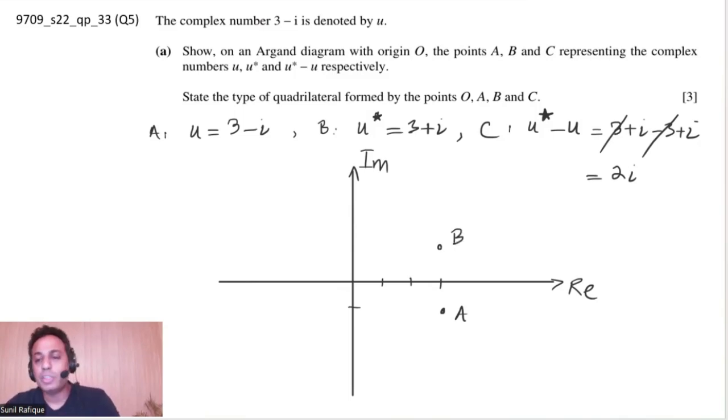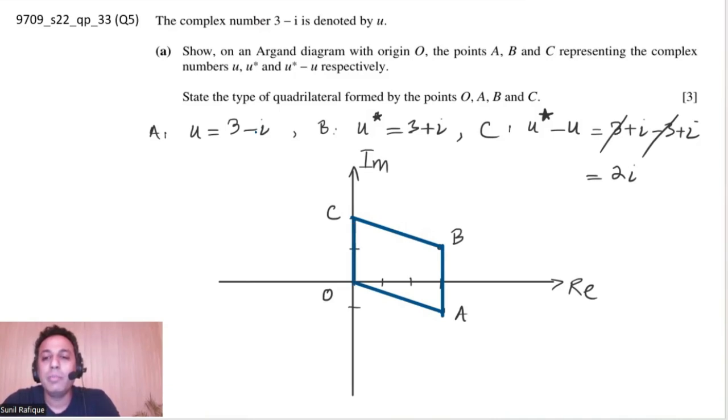A complex number and its conjugate are reflections in the real axis, or the x-axis, you can say. So this is 0, 2 over here. This is C, and this is O. Let me use a different color pen. So this is going to be CB, the origin, that's OA. Well, I can see this is a parallelogram.